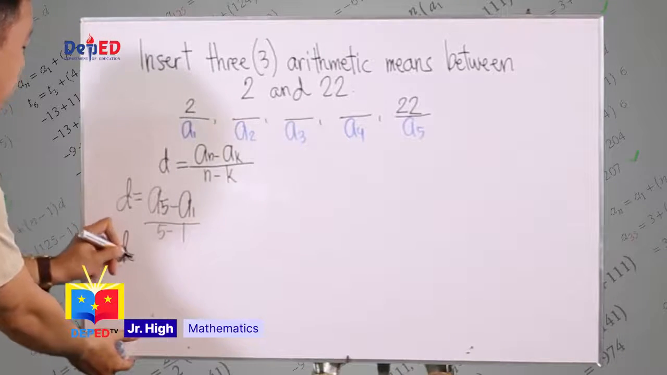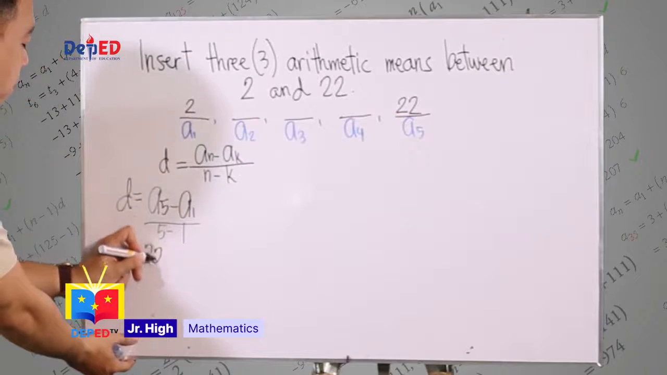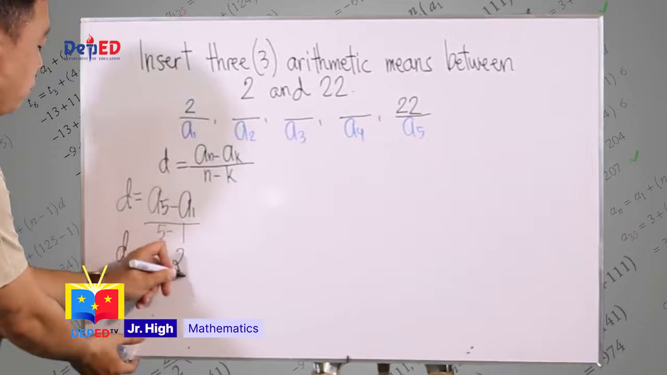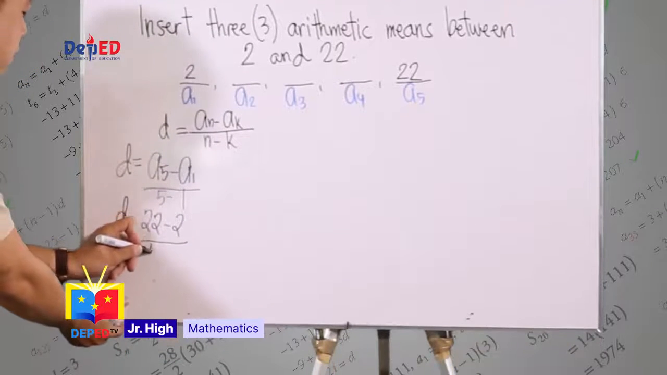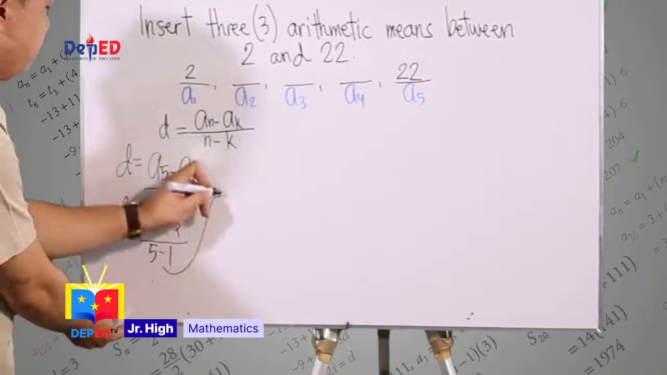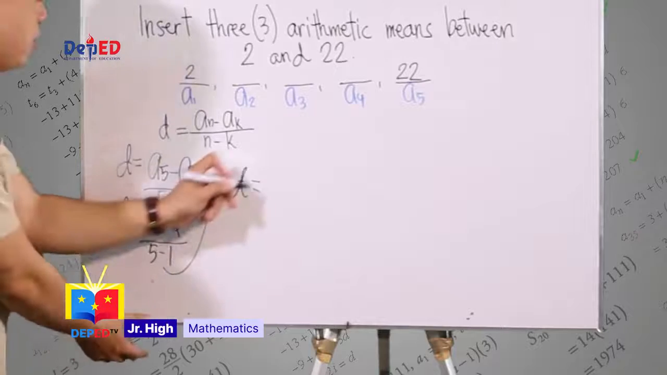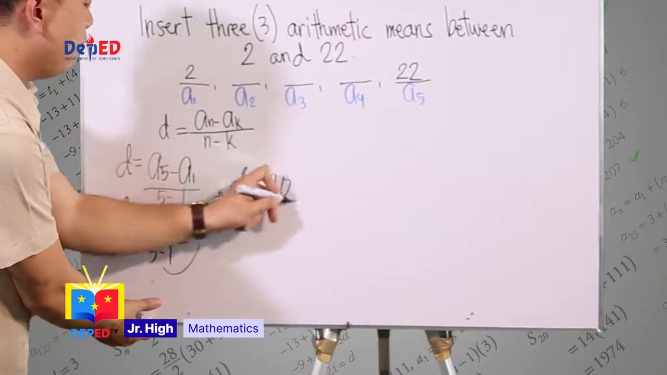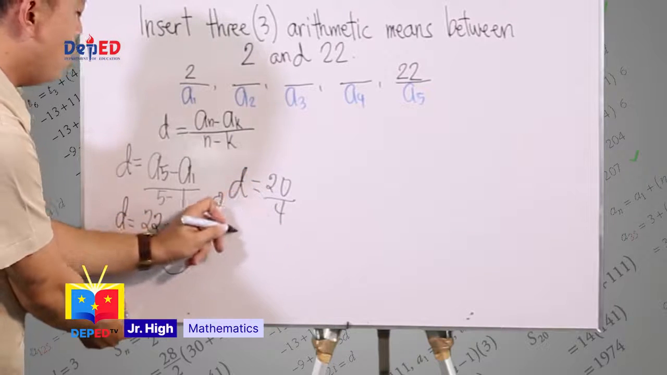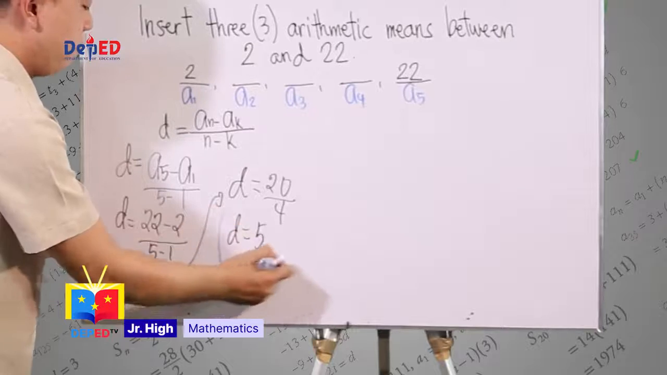You have d is equal to a sub 5 is 22 minus a sub 1, which is 2, divided by 5 minus 1. Our d is equal now to 22 minus 2 is 20, divided by 5 minus 1, that is 4. Our d, our difference, is equal to 5.